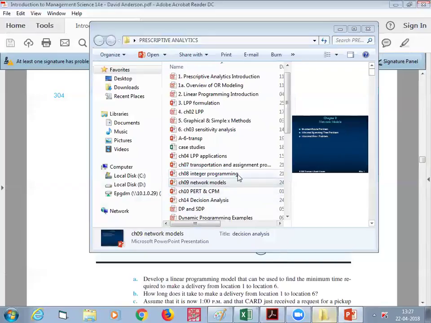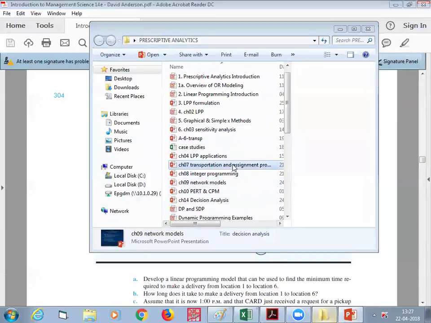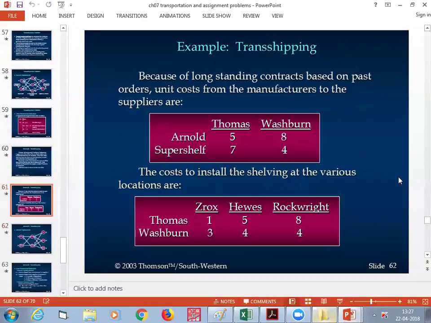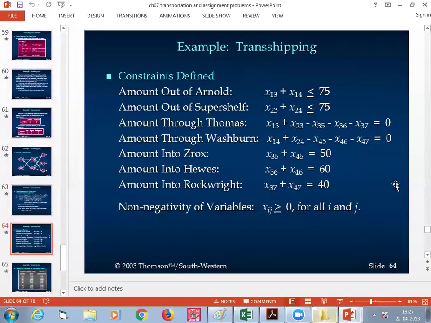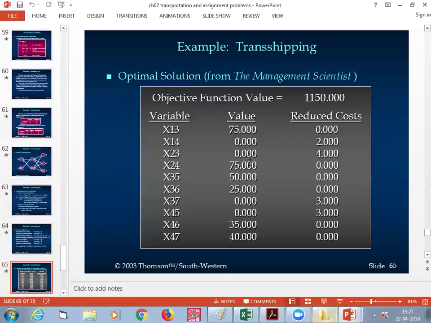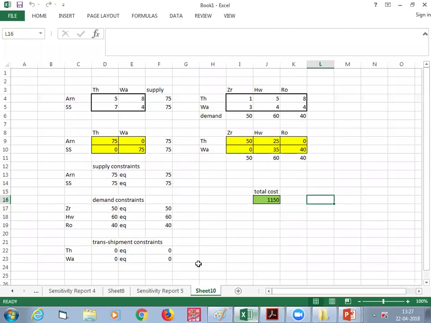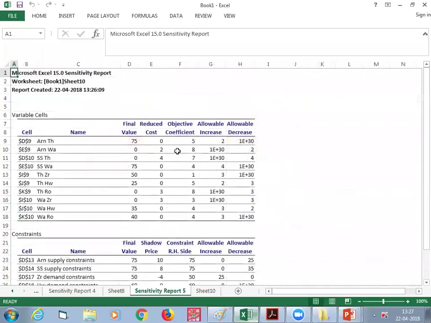Oh, wait, what happened with that? Okay, so let's see whether they got the same answer. Should be the same answer. Right, 75, 0, 0, 75, 50, 25, 0, 0, 35, and 40. So are they getting the same reduced costs? Yeah, 2400, 3300.